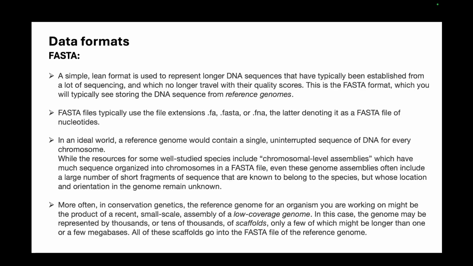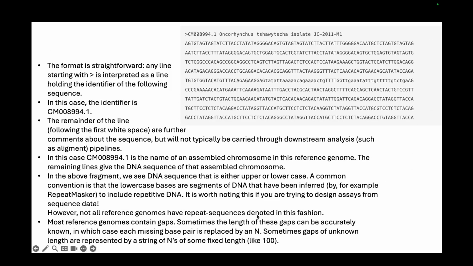So even in big assemblies, you'll find shorter stretches of DNA where you know that these reads have come from this particular species only, but you do not know the location and the orientation. Both you don't know. The reference genome for an organism you are working on might be the product of a recent small-scale assembly of a low coverage genome. In this case, the genome may be represented by thousands or tens of thousands of scaffolds, and only a few might be longer than one or a few megabases. All of these scaffolds go into the FASTA file of the reference genome. So this is how the FASTA file looks.